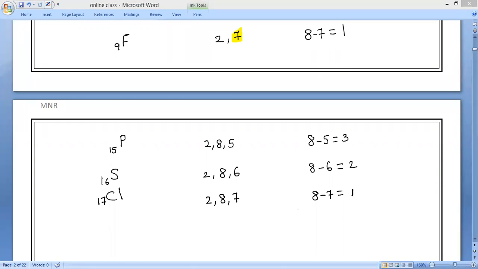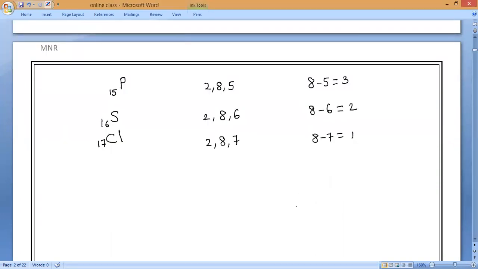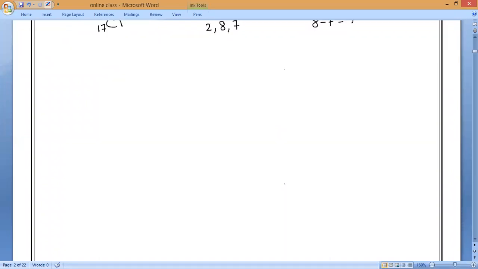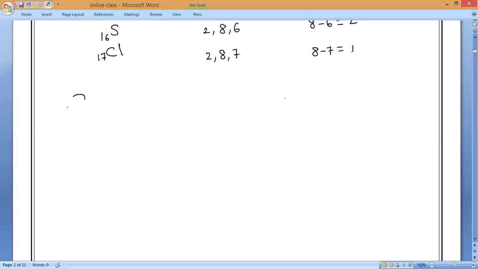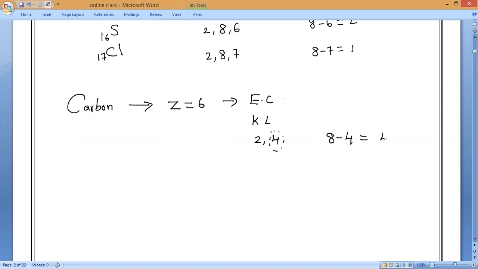Completed. Now you can see, for example, if you take an element like carbon. We all know carbon. What is the atomic number of carbon? 6. And what is the electronic configuration of carbon? 2, 4. So for elements like this, valency is 4. The valence electrons are 4. Here also we apply 8 minus 4, which is 4.